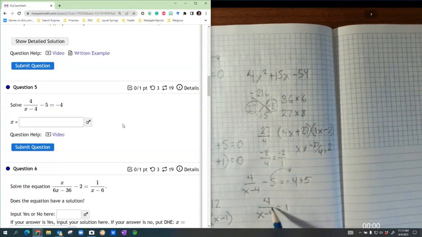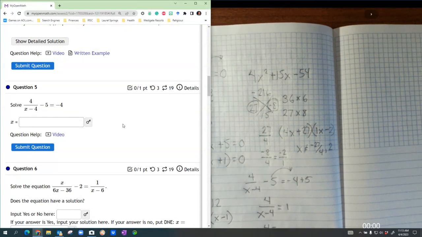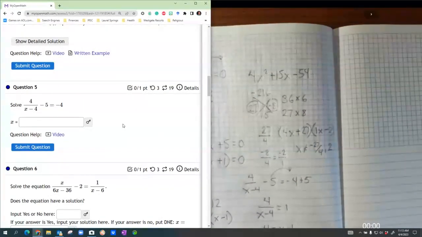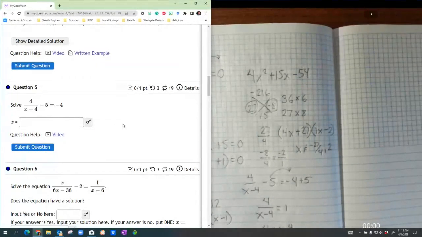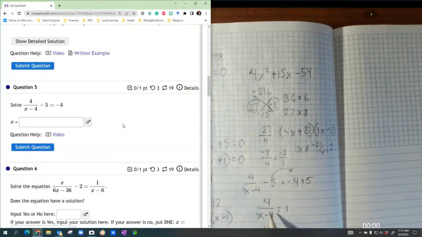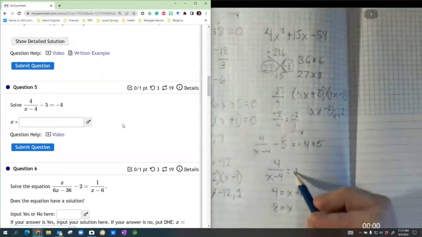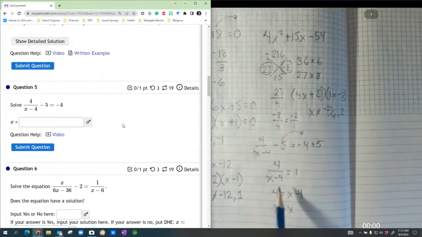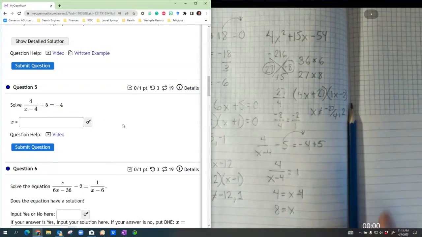And then multiply both sides by x minus 4. And then we're going to add 4 to both sides. And then 8 minus 4, all right, let me move that up. 8 minus 4 is 4. 4 divided into 4 equals 1. So that works. All right.